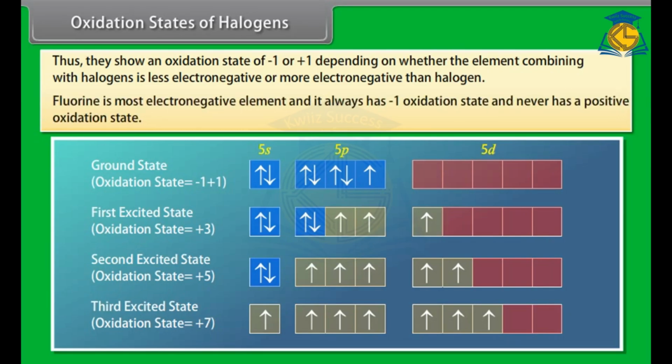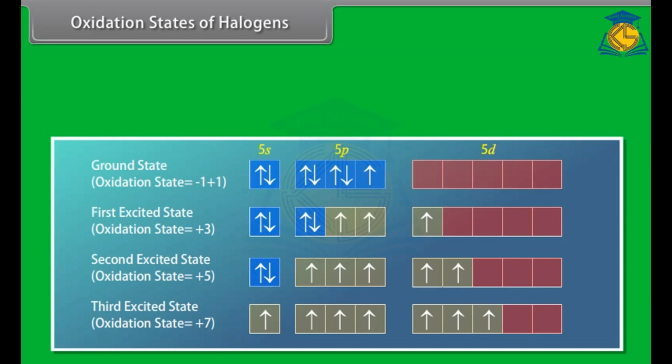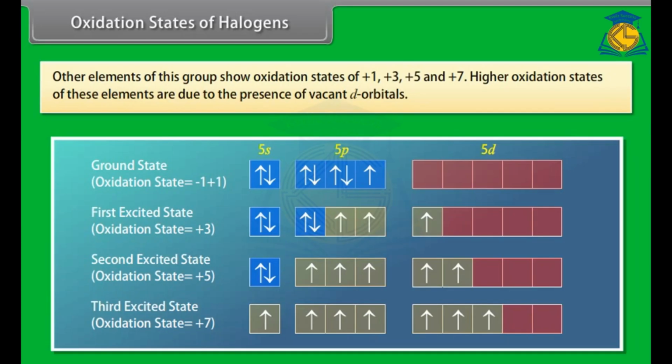Fluorine is the most electronegative element, and it always has -1 oxidation state and never has a positive oxidation state. Also, higher oxidation states are not possible in fluorine as it does not have vacant d orbitals. Other elements of this group show oxidation states of +1, +3, +5 and +7. Higher oxidation states of these elements are due to the presence of vacant d orbitals. Chemical properties of group 17 elements.